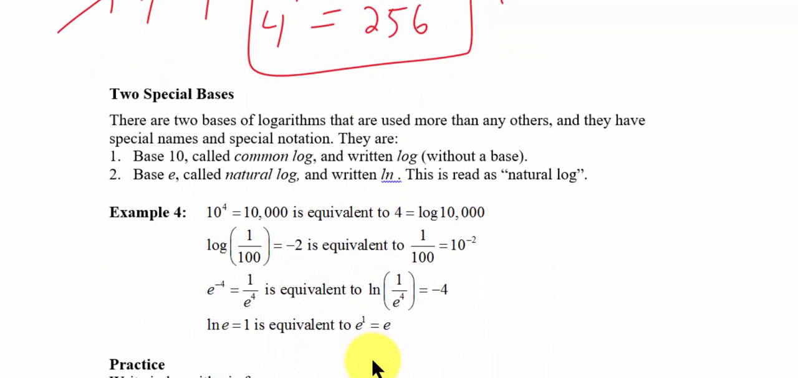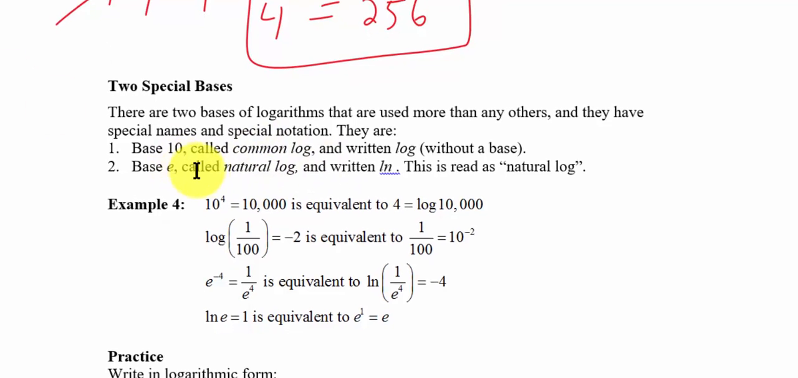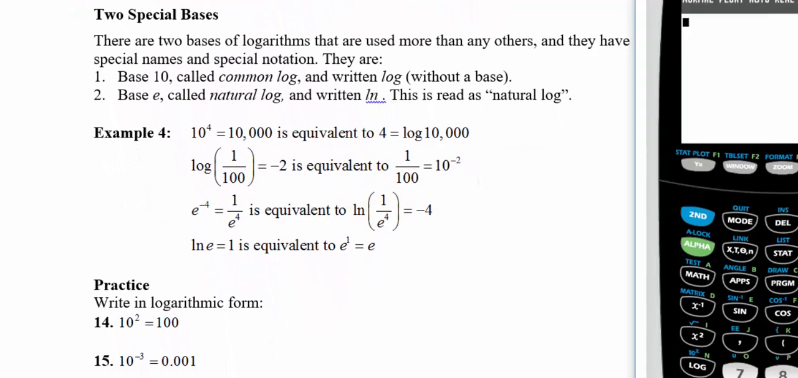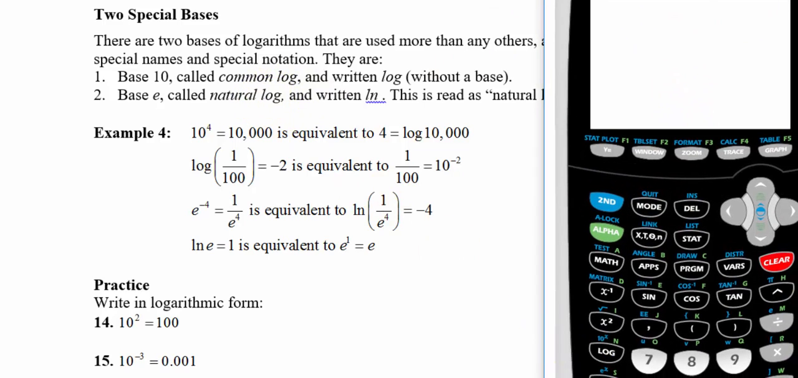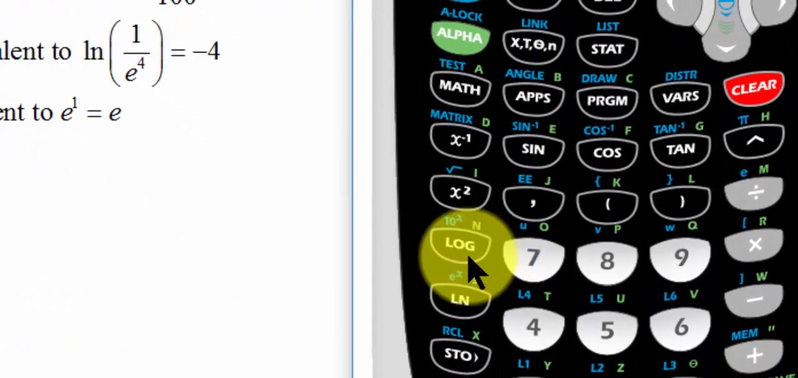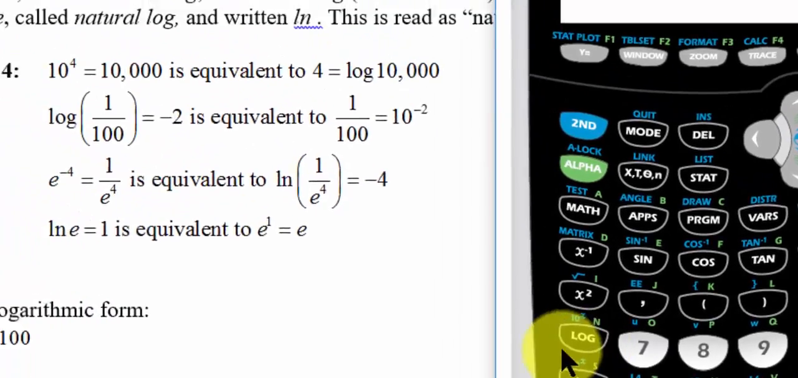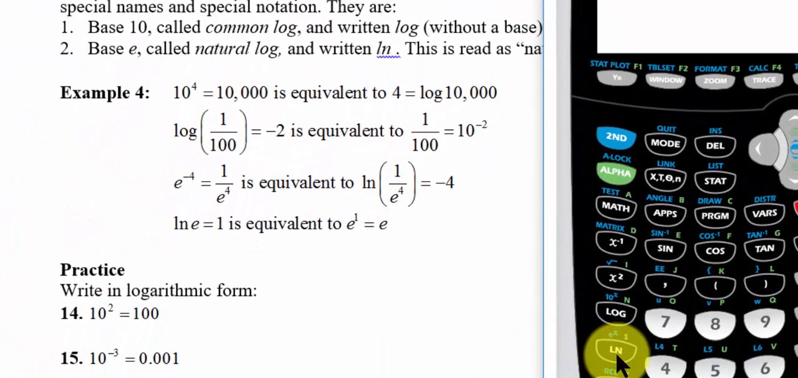Next, we have to talk about 2 special bases. All right, we have this base 10, which is called the common log, and base e, which is called the natural log. So you might wonder, why do we have these special bases? Well, your calculator is actually already in base 10 and base e. If you look at your calculator and you look at this LOG button, that's in log base 10. And if you look at the ln key, the natural log, well, that's actually in base e. All right, so here you see the ln is base e, log is base 10.